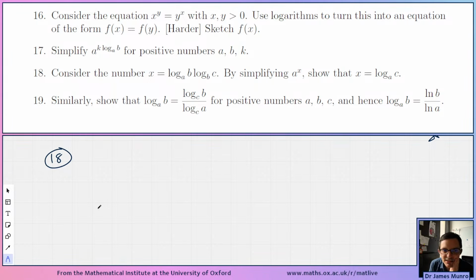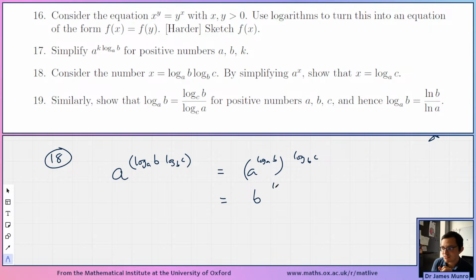So question 18 has this horrible number x. Consider this number, which is log base a of b times log base b of c, and we're asked to simplify a to the x. So we have a to the power of log base a of b times log base b of c, which, I suppose, well, I've seen this trick now. You write this as log base a of b to the power of something else, and then inside the brackets I've got something that I could copy out as being just b. The a to the power of cancels out the log base a, to just leave me with b.